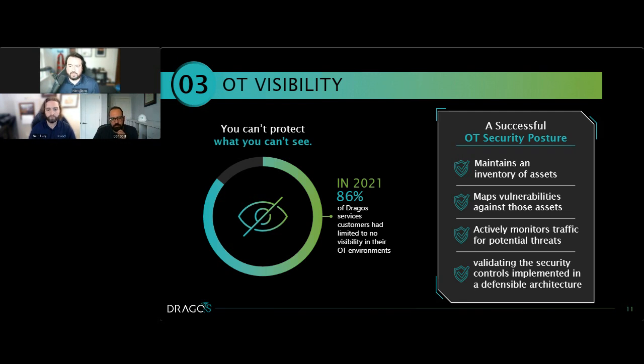So in 2021, of our services customers, we determined 86% of them had no visibility in their OT environments. So that's no monitoring in place, no forming of those asset inventories automatically, listening to the traffic in the environments, but also no centralized logging.